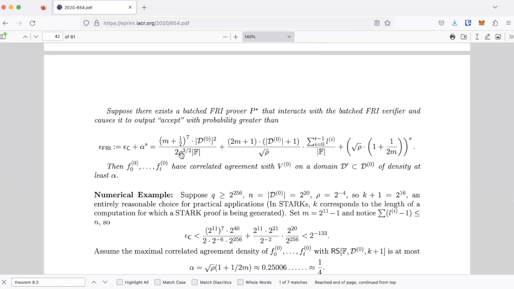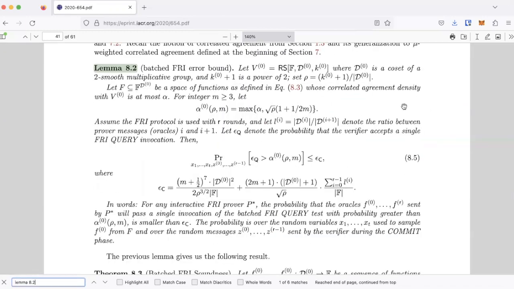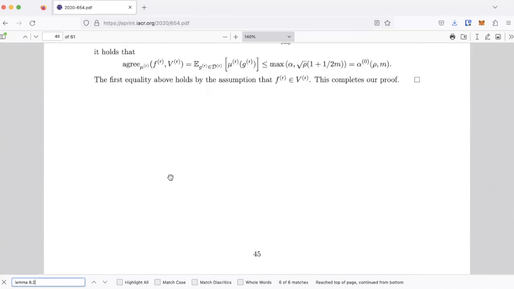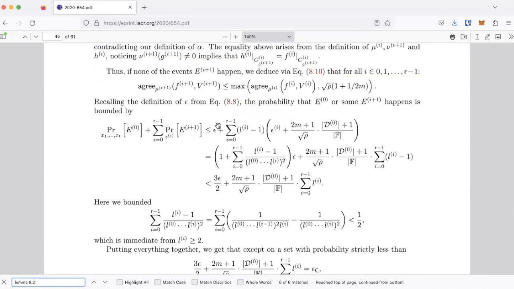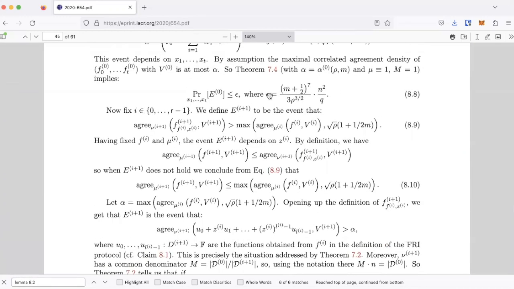So we were looking at the proof of lemma 8.2, the part where they define the actual Fry soundness bounds. And the key epsilon term here was defined in equation 8.8. So let's bounce back to equation 8.8 and see if we can make sense of it. Okay, this is looking nice.